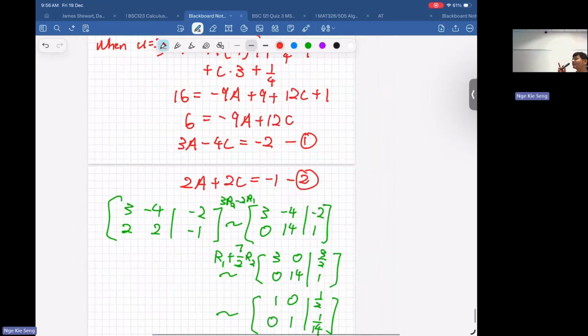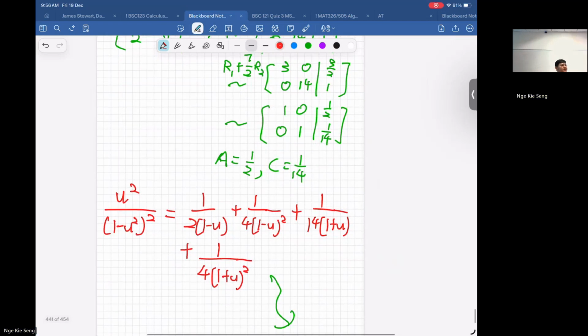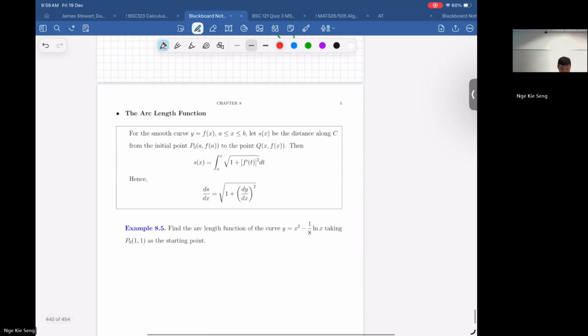If someone is keen enough, maybe they can continue with this partial fraction. Right, I think we need to keep all these for the lecture, not later.